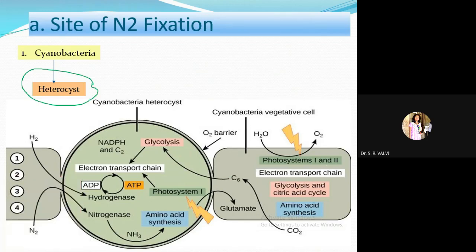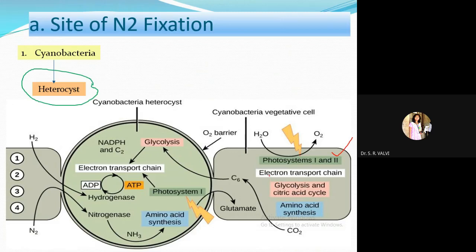I will explain first this vegetative cell. See here in this vegetative cell, which is green in color, this is photosystem 1 and photosystem 2. In case of vegetative cell, both photosystem 1 and photosystem 2 are present.